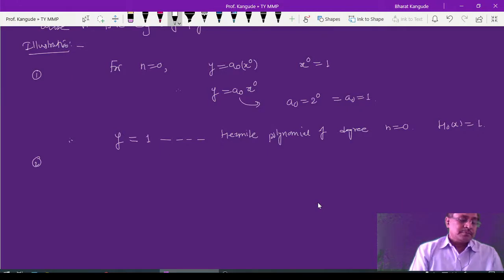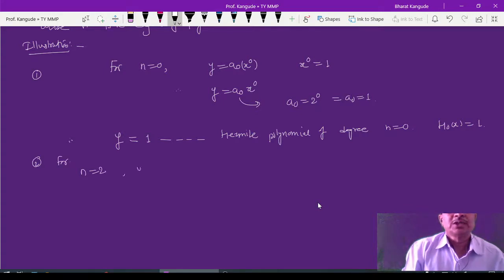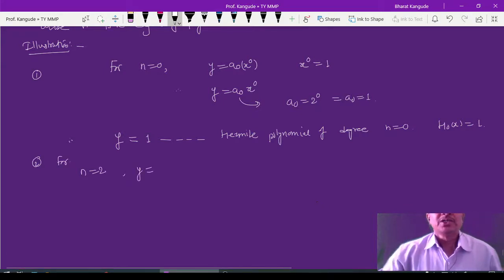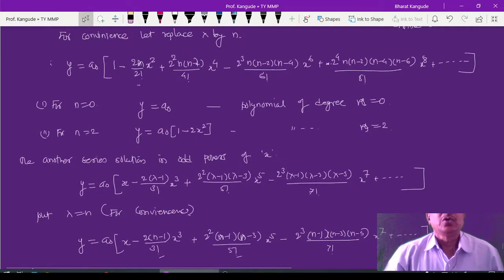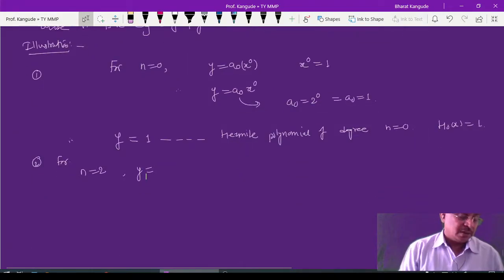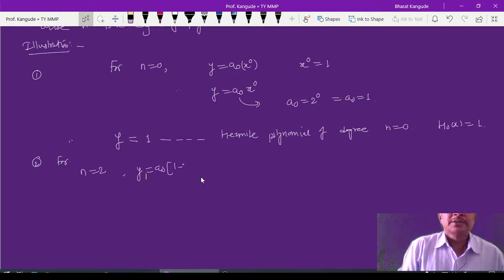I got the first. So H0(x) is equal to 1. Now second, next we had n equal to 2. For n equal to 2, see what polynomial we obtained: y is equal to a0 times 1 minus 2x square. This is my polynomial obtained.